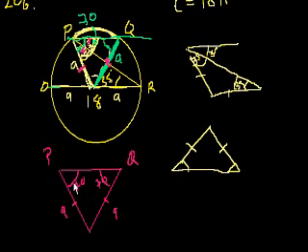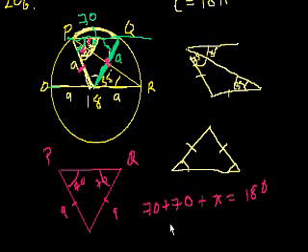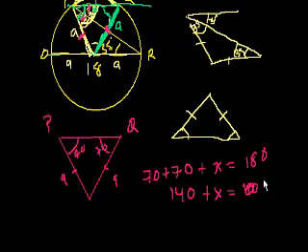So if this angle is 70 degrees and this angle is 70 degrees, then this angle has to be what? 70 plus 70 plus x is equal to 180 degrees. 140 plus x is equal to 180. Sorry, my brain was skipping ahead. x is equal to 40 degrees. Okay, so that angle is 40 degrees, which is the same thing as that angle.